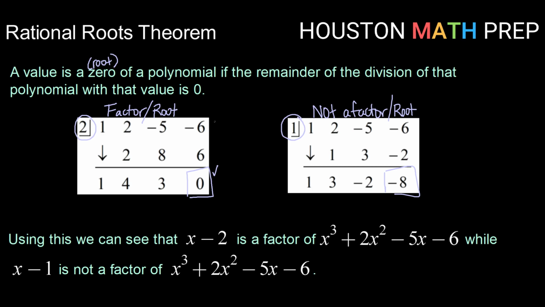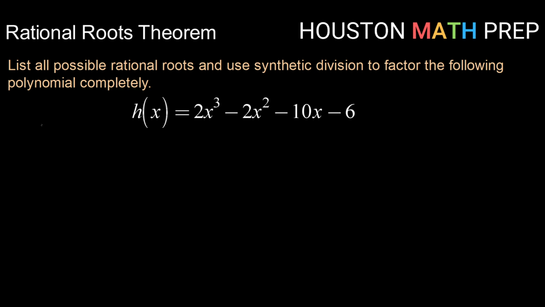So let's see this in practice. So here we're going to take this h of x polynomial, this cubic polynomial that is in standard form. We're going to list out all the possible rational roots. So we're going to make our list of plus or minus p over q, and then we're going to use synthetic division to start testing each one of those roots so that we can take this polynomial and get it into a completely factored form.